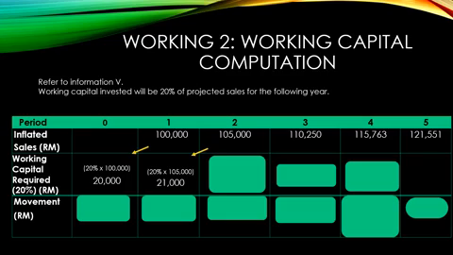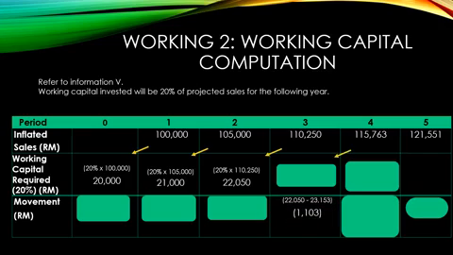As for period 2, the working capital required will be 22,050 ringgit. For period 3, the working capital required will be 23,153 ringgit. As for year 4, the working capital required will be 24,310 ringgit. Once you have determined the absolute amount of the working capital required, you can compute for the incremental investment.